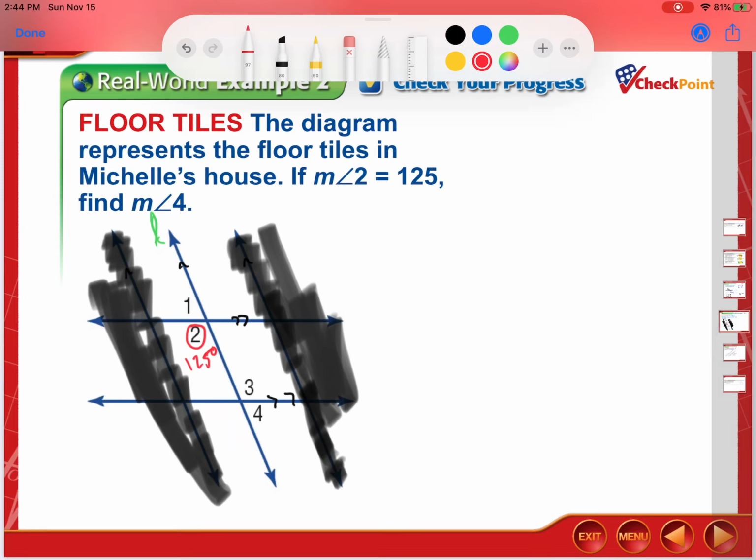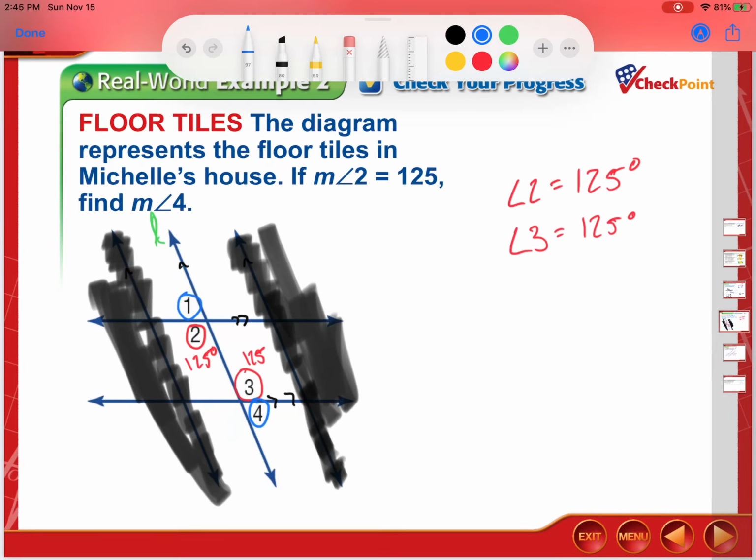Angle 3 is my other obtuse angle. I can tell just by looking at it, but I know they're the same degrees because they lie on opposite sides of the transversal and they're both on the interior. So by alternate interior angles, I can say that they are equal. So angle 3 is also 125 degrees. If we want to label these, we can say angle 2 equals 125 degrees, and that was given to us in the first problem, and angle 3 is also 125 degrees.